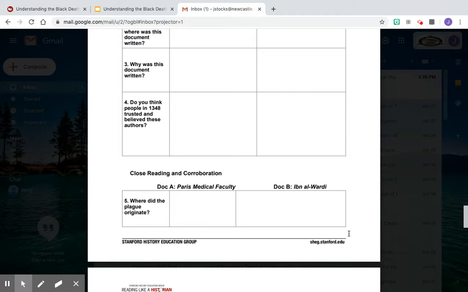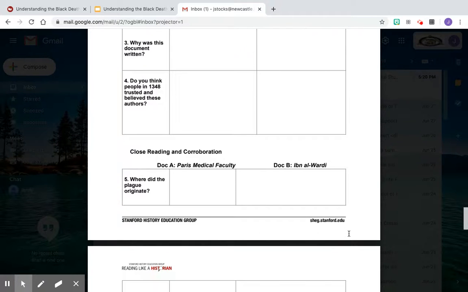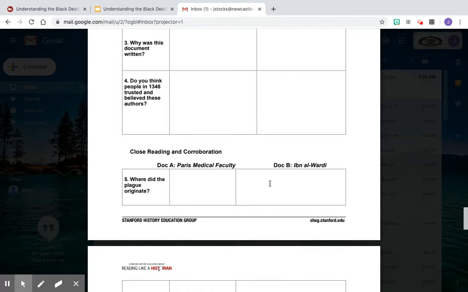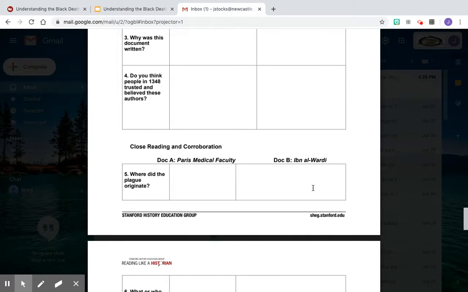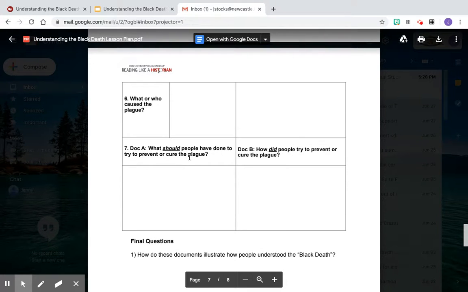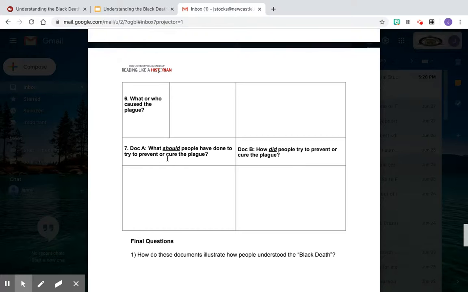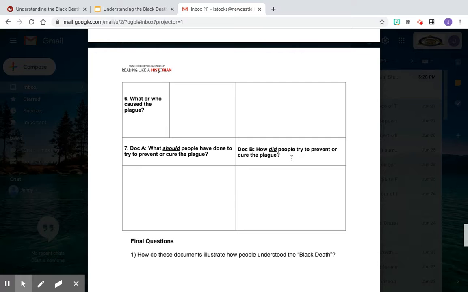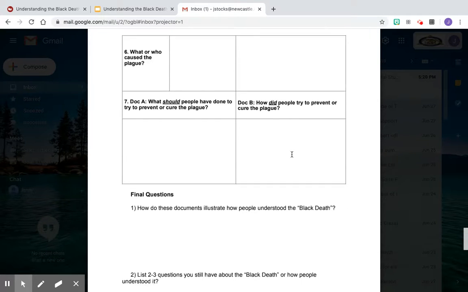Then you're going to keep reading closely, corroborate the evidence. Where did the plague originate according to Document A, and where did it originate according to Document B? What or who caused the plague according to A and according to B? What should people have done to try to prevent or cure the plague? That's not what you yourself personally thinks they should have done. What did they believe in Document A that people should have done? And then in Document B, how did people try to prevent or cure the plague?